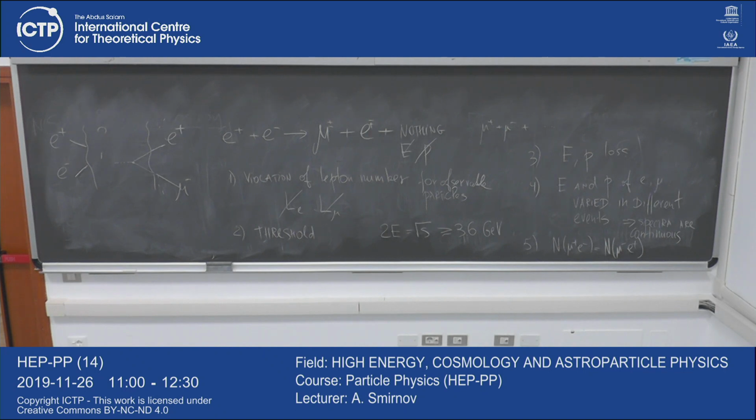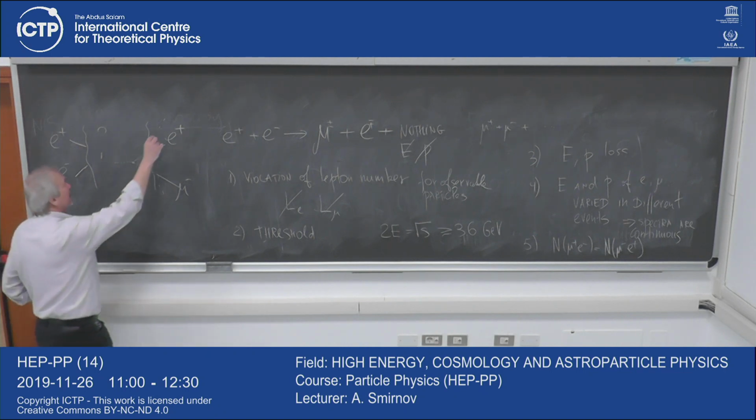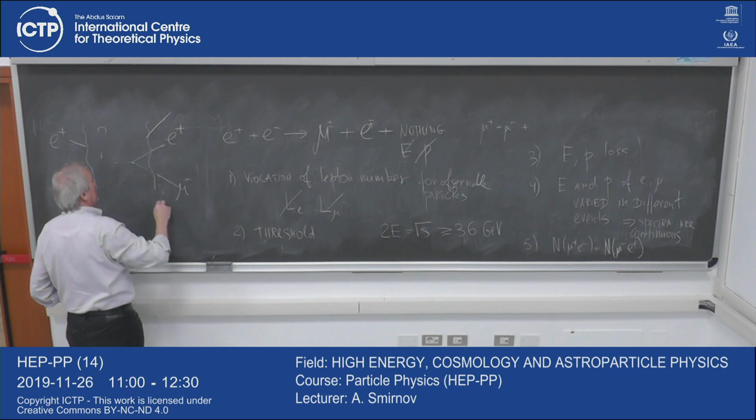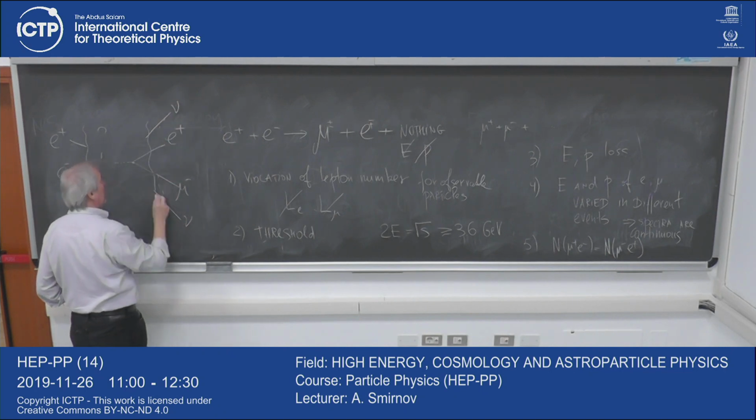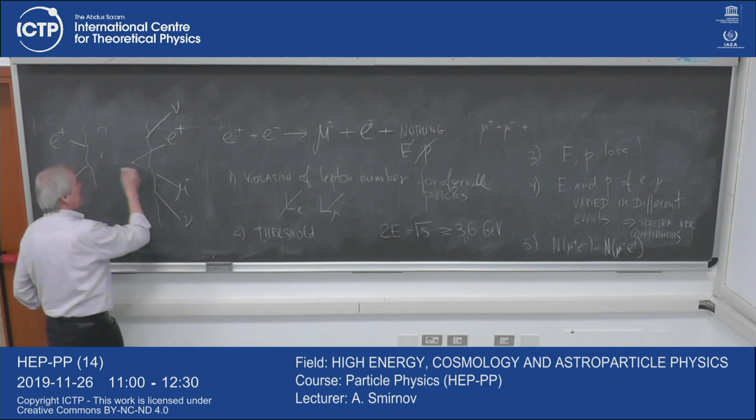So how many neutrinos would you have? Two neutrinos, okay. Neutrino and antineutrino, right? So for instance, neutrino and antineutrino, I don't know where it is. Now how to connect this?